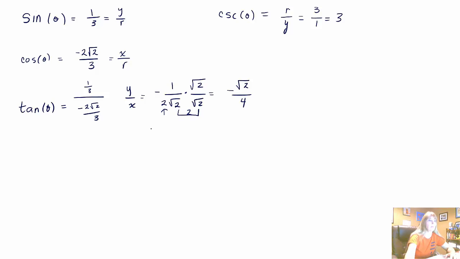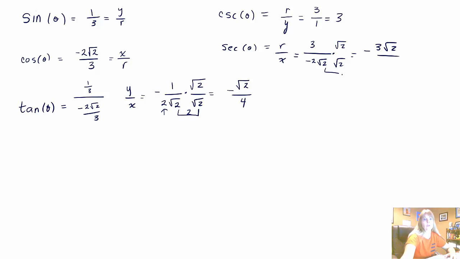All right, and then my secant, which will be r over x. R is 3, and x is this big mess, negative 2 square roots of 2. And so once again, if I want to make that look a little better, I get negative 3 square roots of 2 over 2 times 2, and so negative 3 square roots of 2 over 4.